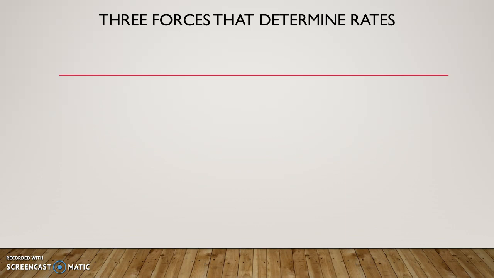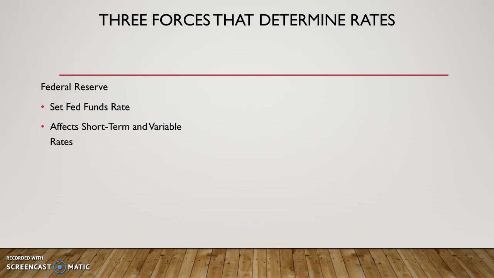There are three forces that determine interest rates. The first is the Federal Reserve, who sets the Fed funds rate. This affects short-term and variable interest rates. This is the rate that banks charge each other for overnight loans to meet the Fed's reserve requirement. Banks will charge their best customers their prime rate, which is typically above the Fed funds rate, but a few points below the average variable interest rate.